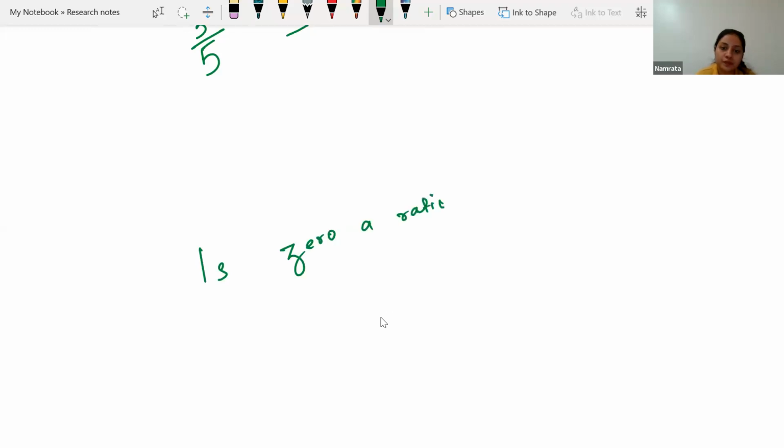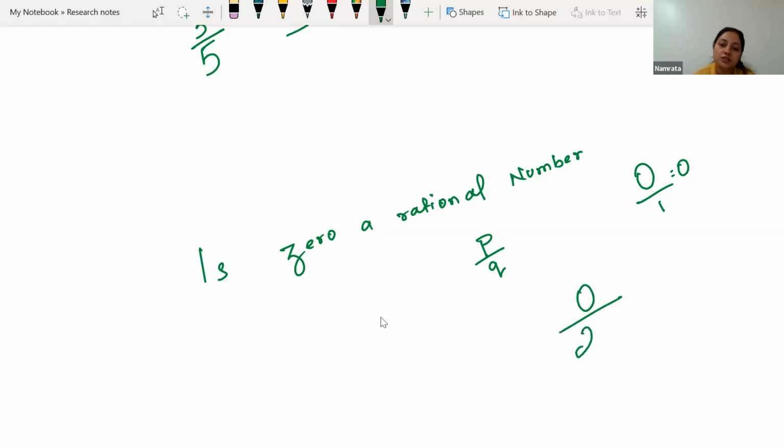Yes or no? Any number which we can write in the form of p by q is a rational number where q must not be zero. Zero we can write as 0 by 1. P can be zero, but q can't. Again, I would repeat, the denominator can't be zero in mathematics. 0 by 1 generates zero. And yes, zero is a rational number.